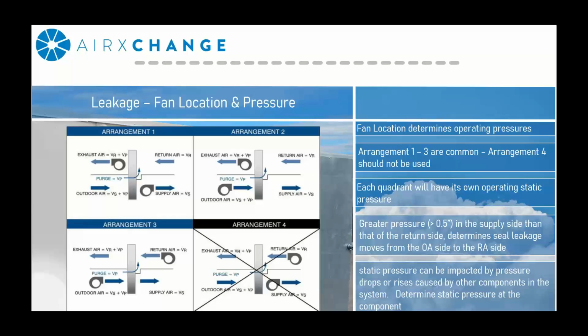Each quadrant is going to have its own operating static pressure, and in general, you're going to want to determine that the pressure scheme naturally wants the air to move from the supply side of the airstream to the exhaust air side of the airstream. So as a typical rule of thumb, you want to have roughly a half inch or greater of static pressure on the supply side to achieve a proper pressure gradient. With that being said, some fan arrangements provide this a little easier than others. We'll go to that in a few minutes.